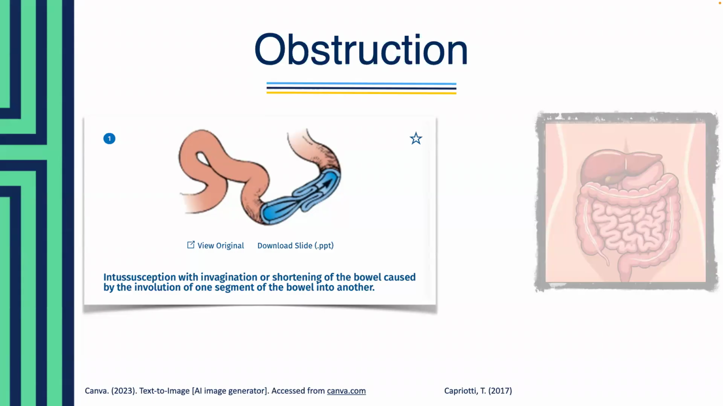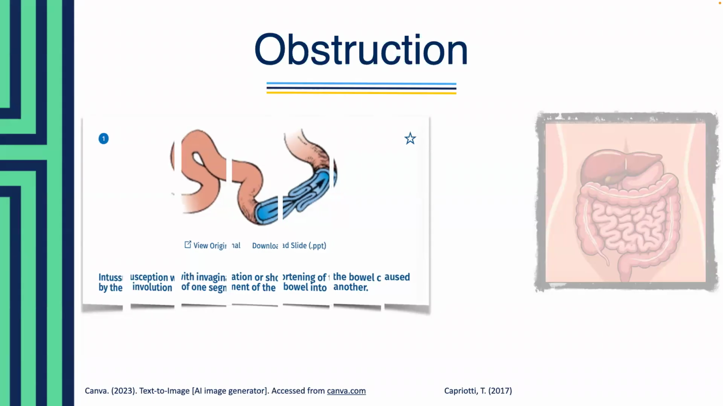Now, one example is strangulated obstruction, and it's a medical emergency requiring immediate surgical intervention to help restore the blood flow and prevent bowel necrosis or perforation, and potentially life-threatening complications like peritonitis and even septic shock. So there's a couple different types. I've got one listed here, the intussusception, where you can see the shortening of the bowel caused by the invagination of one segment into the other side of the bowel.